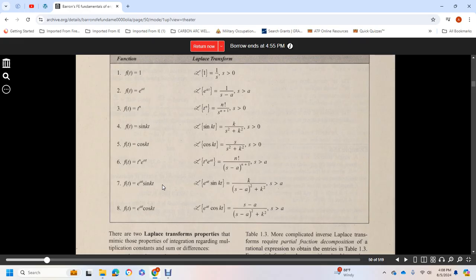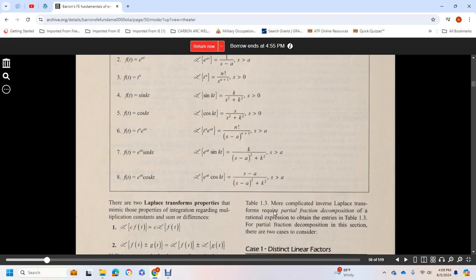Function f(t) equal to e to the at sin kt. The Laplace transform of e to the at sin kt is equal to k over s minus a squared plus k squared, for s greater than a. Function f(t) equal to e to the at cosine kt. The Laplace transform of e to the at cosine kt is equal to s minus a over s minus a squared plus k squared, for s greater than a.